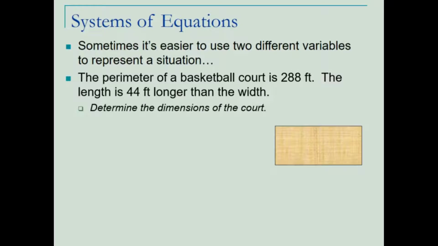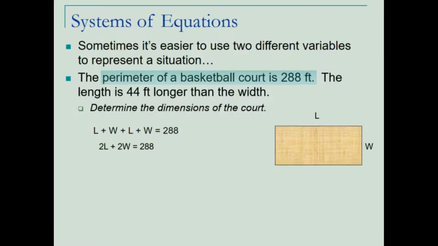Here we have a rectangle representing the court with W for the width and L for the length. Given the perimeter, or distance around, is 288 feet, we can create the following equation. Simplifying by combining like terms gives twice the length plus twice the width equal to the perimeter given.